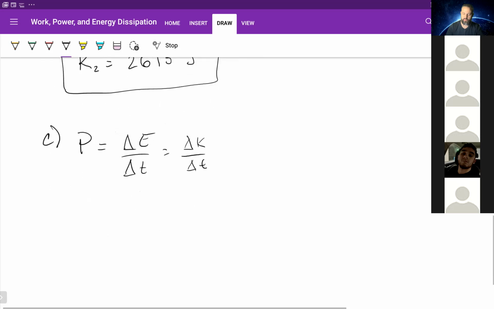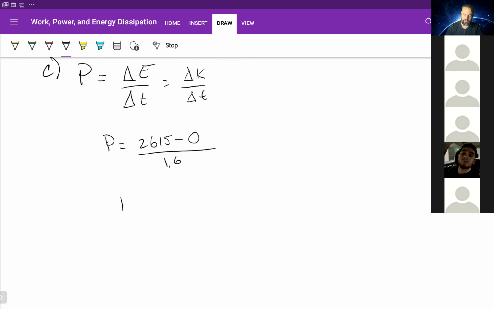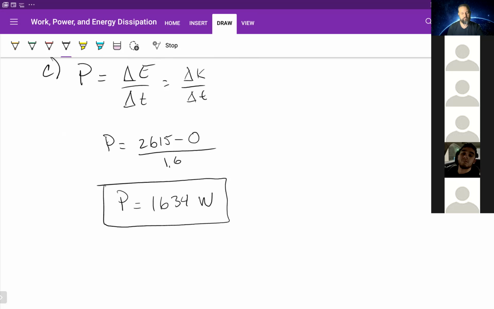And so we found this. So P is going to equal that 2,615 minus 0, divided by the change in time, which was 1.6 seconds. So plugging that into a calculator, you should get 1,634 watts. And that's the end of our discussion, for now, of work, power, and energy dissipation. Are there any questions?